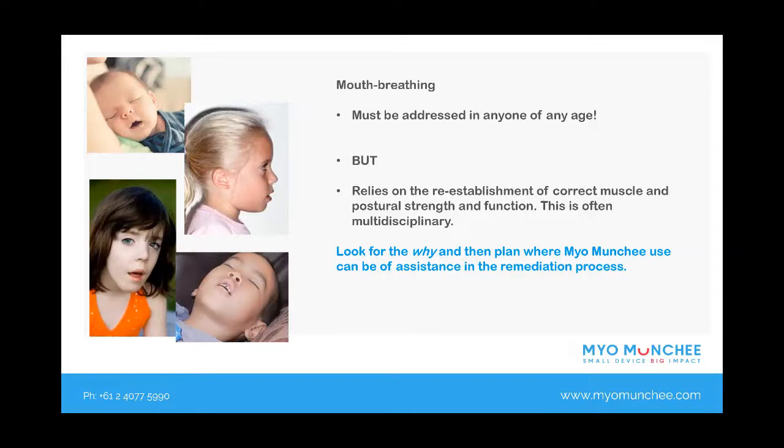Once you have that why sorted, then you can plan where the Munchee may be of assistance in the remediation process. So establishing the why, establish whether there are any co-contributing factors, and then the Munchee is a wonderful tool to either address those or to help in the remediation once the obstructions have been cleared.